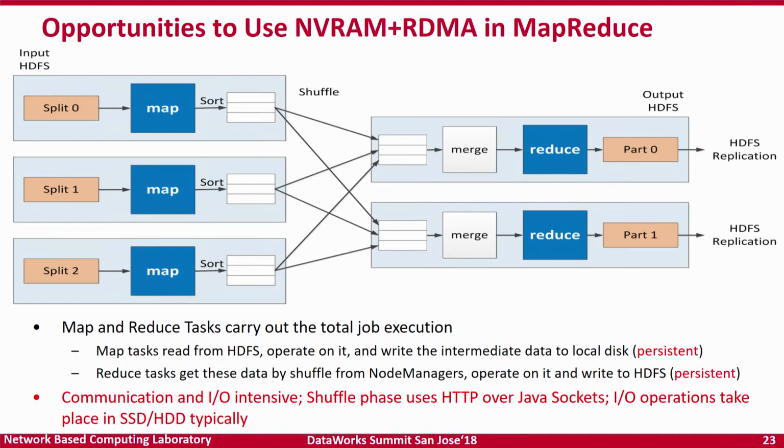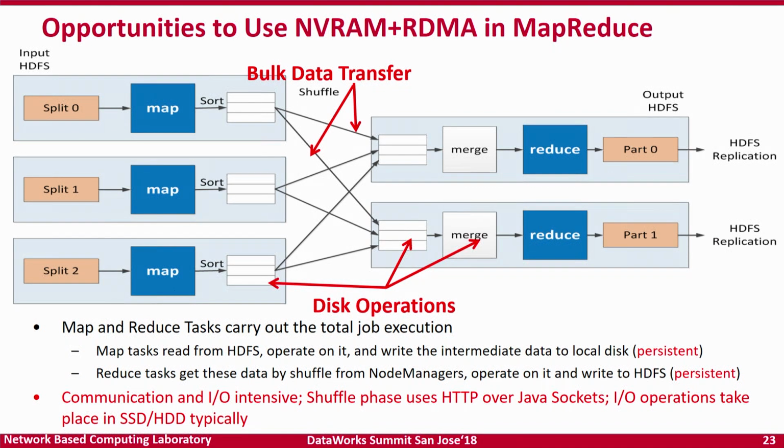Similar to HDFS, we have also found that a lot of opportunities exist for using NVM in MapReduce. Typically, this is the MapReduce architecture. You have map and reduce tasks. The map tasks typically read data from HDFS, they operate on it, and they output the intermediate data to local disk. Then the reduce tasks get the data by shuffling from node managers, they operate on it, and they write data to HDFS. The data has to be persistent, because you need fault tolerance. So this is, again, communication and I/O intensive. Shuffle is using communication over Java sockets, and I/O operations are typically on SSD or HDD.